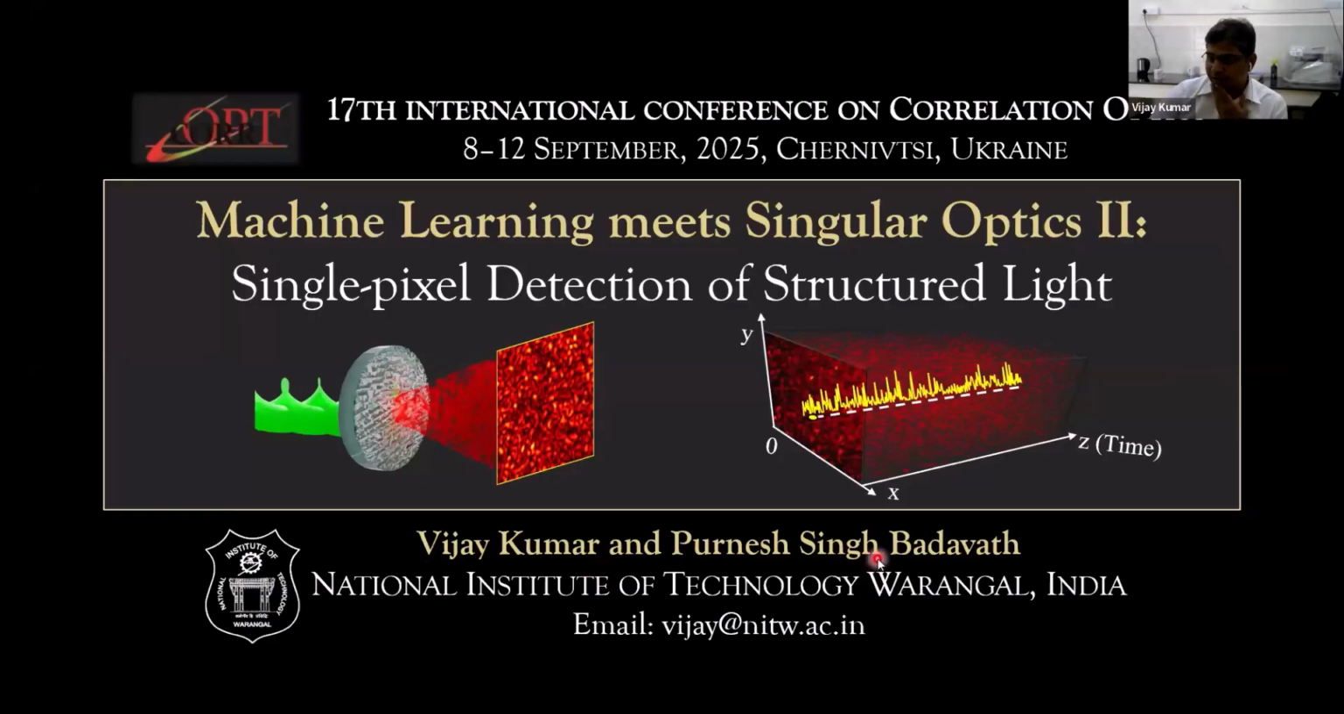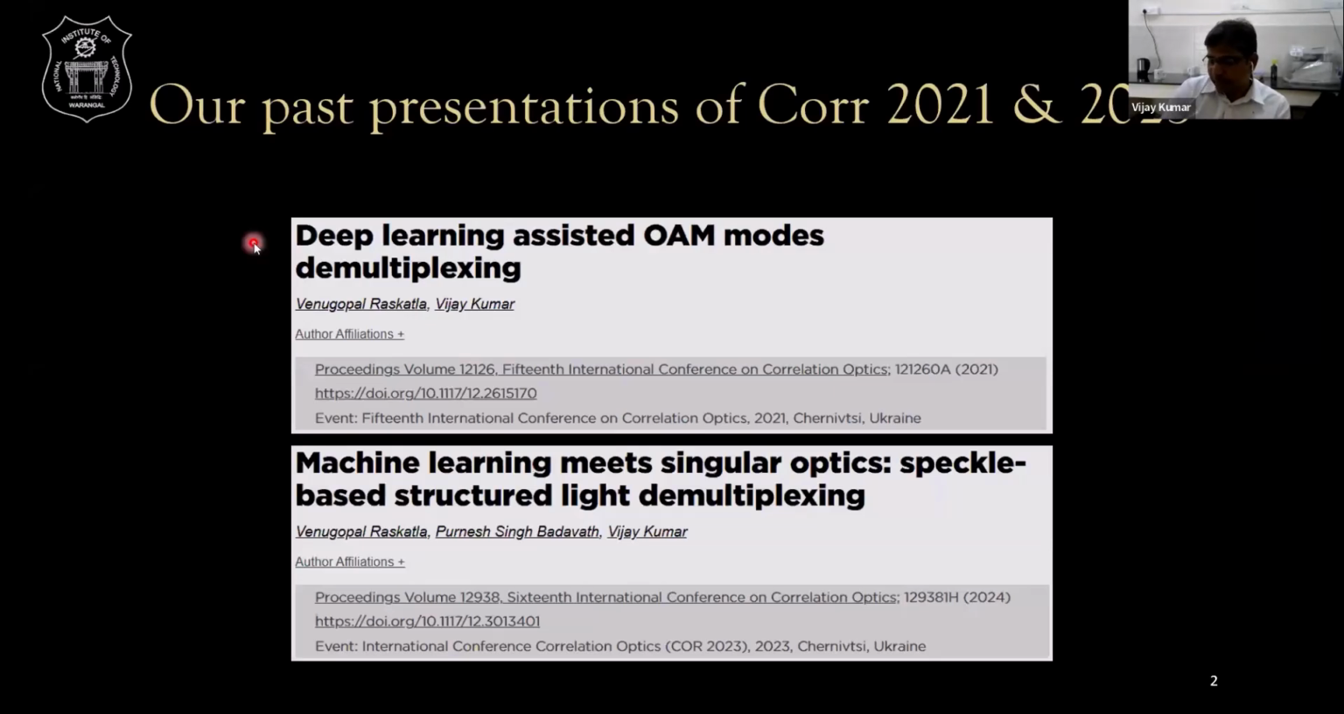I am Vijay Kumar, and I will be presenting my work on single pixel detection. I have slightly modified my title because this is a continuation of my last three correlation optics works. Since 2001, after joining as a faculty member at NIT Warangal, I started this work, and the first time I presented it was at Correlation Optics in 2021. Then in 2023 came machine learning meets singular optics, where we presented our spectral-based structured light demultiplexing, mostly in two dimensions. So it is a continuation of our previous work.